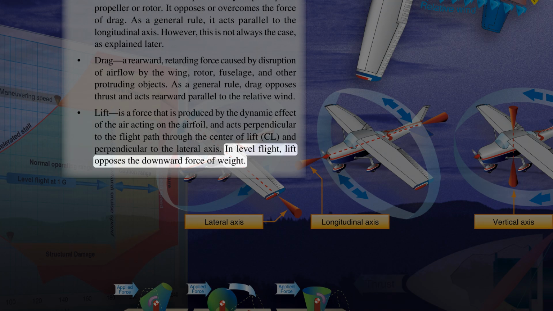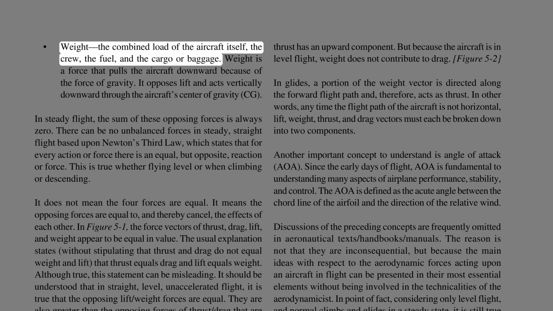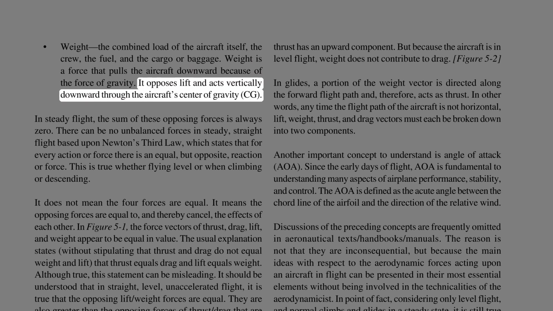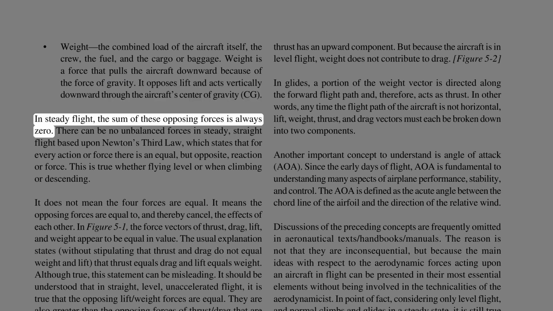In level flight, lift opposes the downward force of weight, the combined load of the aircraft itself, the crew, the fuel, and the cargo or baggage. Weight is a force that pulls the aircraft downward because of the force of gravity. It opposes lift and acts vertically downward through the aircraft's center of gravity, CG. In steady flight, the sum of these opposing forces is always zero.